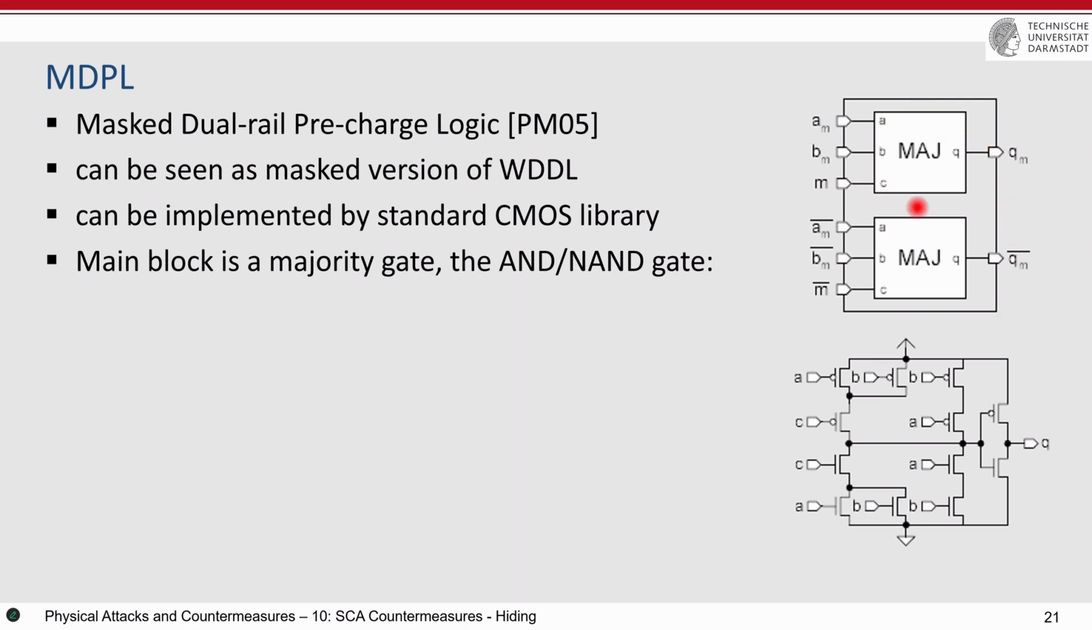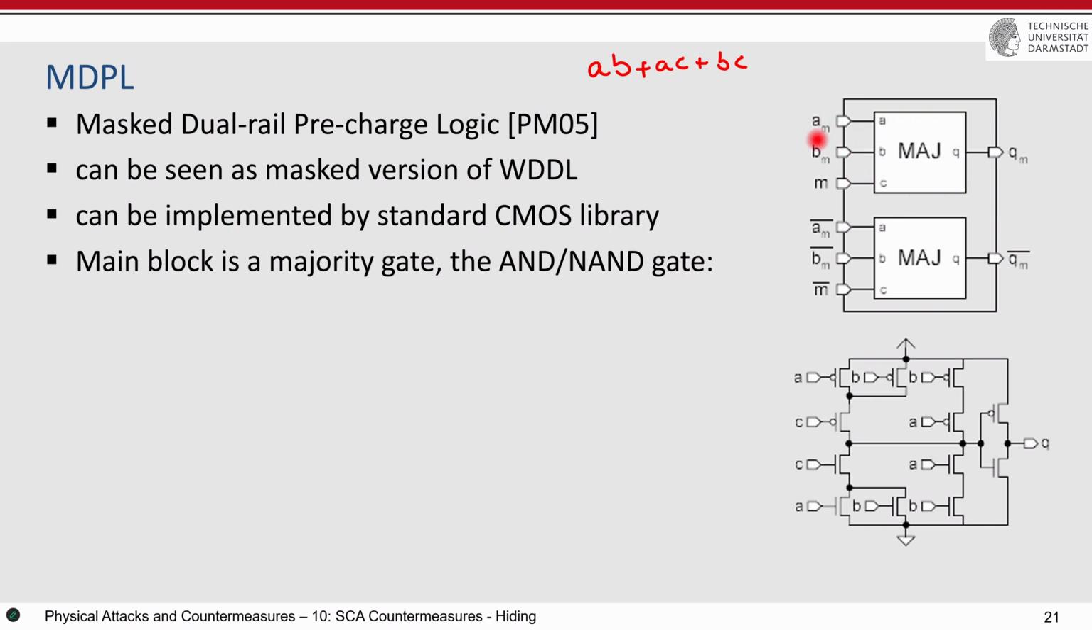It has a majority gate, and the majority is clear, right? Majority gate means that AB or AC or BC. I mean, this is the OR gate, not the XOR gate. It means that if at least 2 inputs are 1, then the output is 1. If 2 of them are 0, then definitely the output is 0.